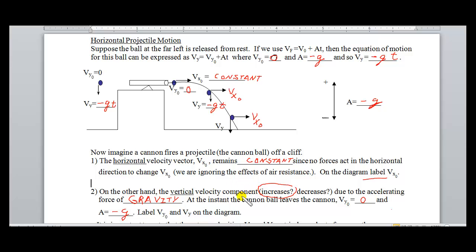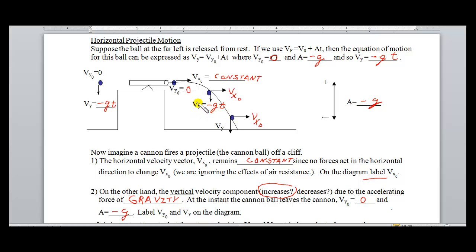So we see that the vertical velocity component increases due to the accelerating force of gravity. At the instant the cannonball leaves the cannon, Vy sub 0 equals 0. That is, as it comes out of the cannon barrel, momentarily its vertical velocity is 0, and then it starts to increase in velocity due to the acceleration. The acceleration is again a equals minus g, that is minus 10 meters per second squared. And as you can see right here, the equation of motion downward for the vertical velocity is Vy equals minus gt.